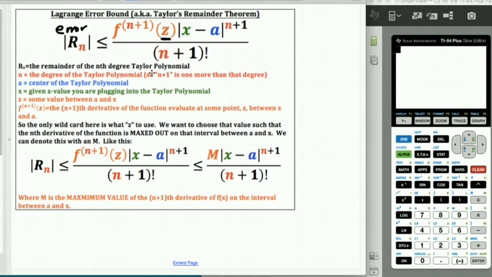So the trick is that the way we deal with this is, since we don't always know what z value to plug in, we're going to look at the n plus 1th derivative as a function and ask ourselves what would be the maximum value of that derivative on the interval we have.